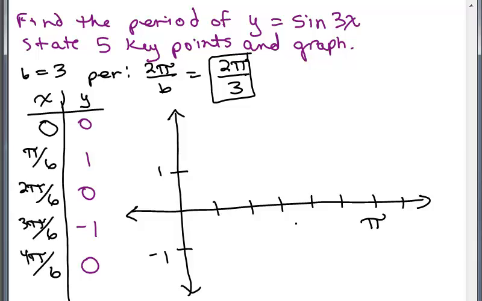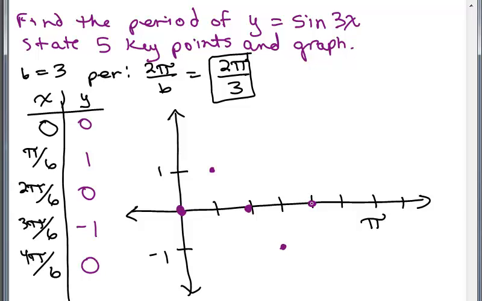And you could fill in the rest of these if you want. You could say that's pi over 2, or you could say that this is pi over 6, 2 pi over 6, 3 pi over 6, 4 pi over 6, 5 pi over 6. It does get a little bit crowded here when you start graphing. So let's do it. We've got 0, 0. Then we have pi over 6, 1. So we go 1 over, 1 up. Then 2 pi over 6, 0. Then 3 pi over 6, negative 1. And 4 pi over 6, 0, and there we have a complete cycle.